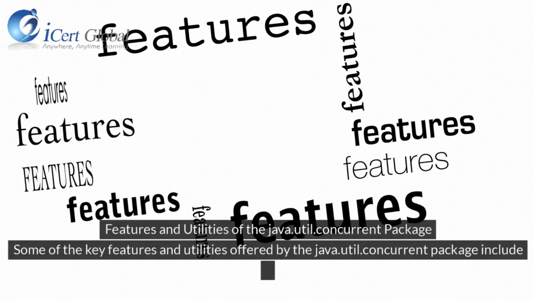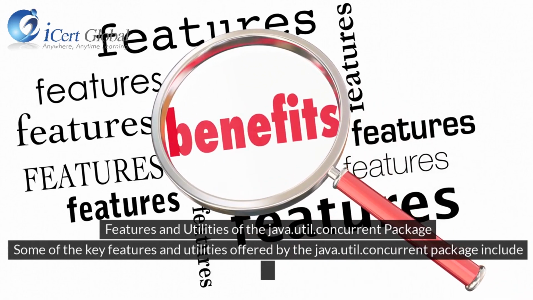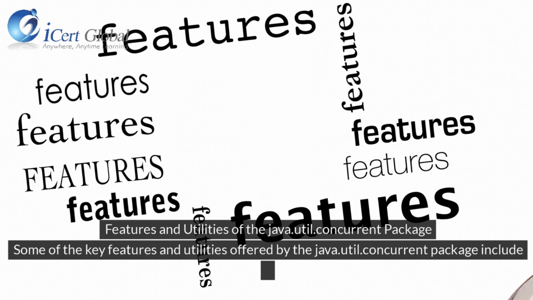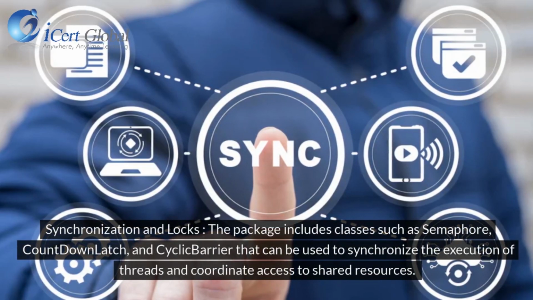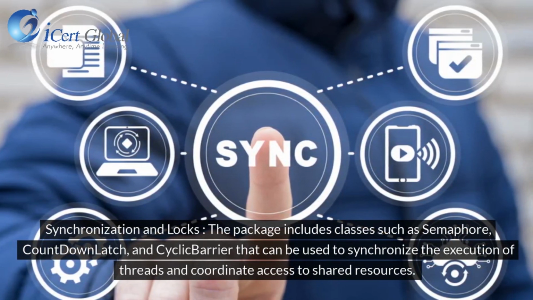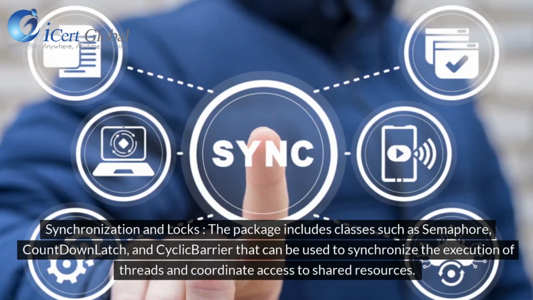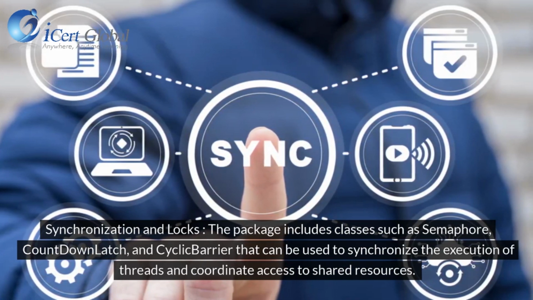Features and utilities of the java.util.concurrent package. Some of the key features and utilities offered by the java.util.concurrent package include synchronization and locks. The package includes classes such as Semaphore, CountDownLatch, and CyclicBarrier that can be used to synchronize the execution of threads and coordinate access to shared resources.